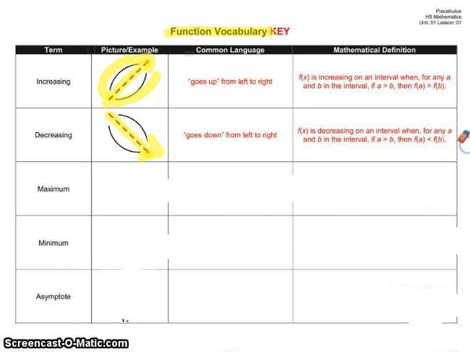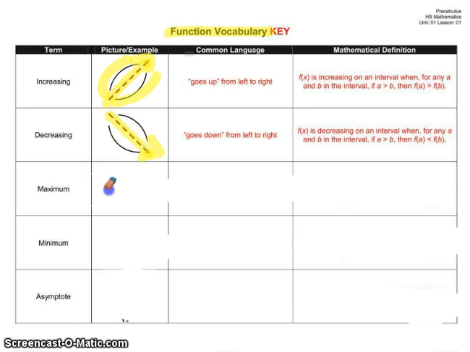Our mathematical definition is almost identical to increasing. So now what we have is f of x is decreasing on an interval when for any a and b in the interval, if a is greater than b, then f of a is less than f of b. Now our next two vocabulary words go together, and they both have to deal with increasing and decreasing.